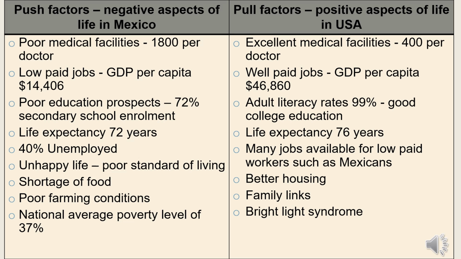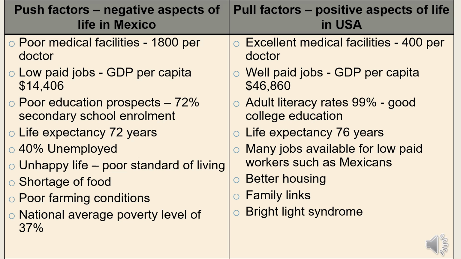These can include poor medical facilities of about 1,800 patients per doctor, low-paid jobs with a GDP per capita of $14,000, poor educational prospects with only 72% of school leavers going to secondary school, a life expectancy of 72 years, 40% unemployment, an unhappy life with poor living standards, food shortages, poor farming conditions, and a national average poverty level of 37%.